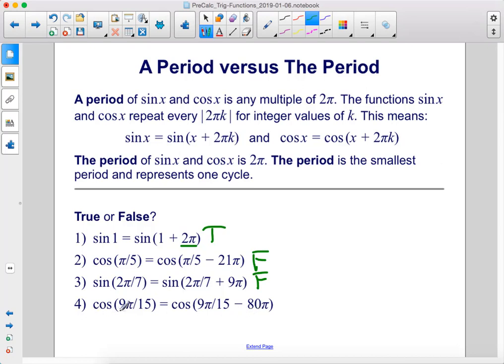Here, cosine 9 pi over 15 equals cosine 9 pi over 15 minus 80 pi. This is true. 80 is an even number. 80 pi is a multiple of 2 pi, so this is true.